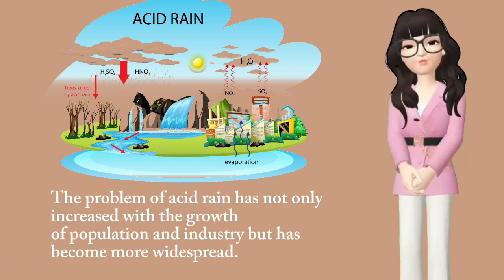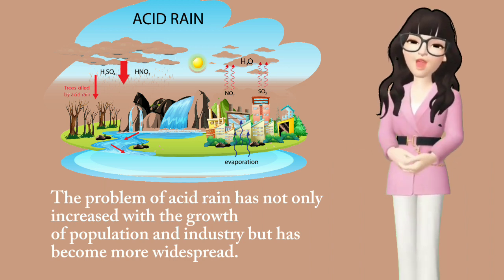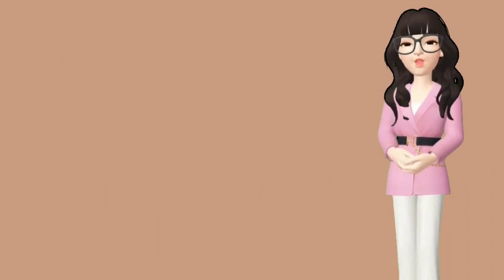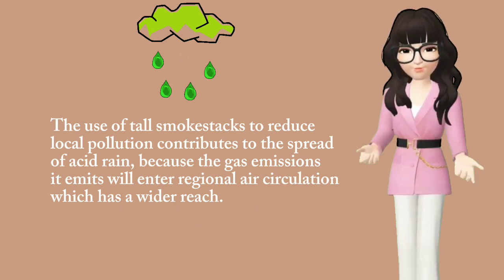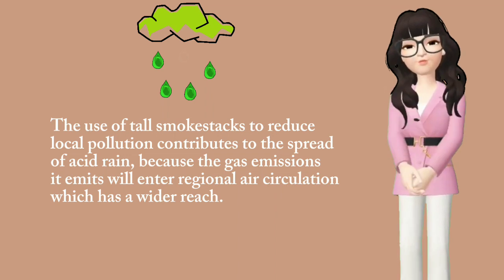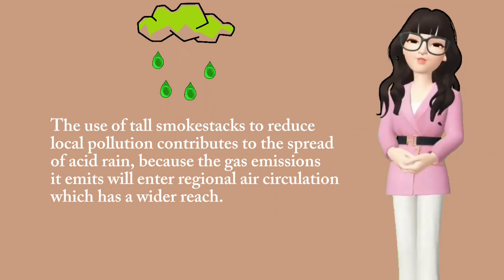The problem of acid rain has not only increased with the growth of population and industry, but has become more widespread. The use of tall smokestacks to reduce local pollution contributes to the spread of acid rain, because the gas emissions they emit will enter regional air circulation, which has a wider reach.